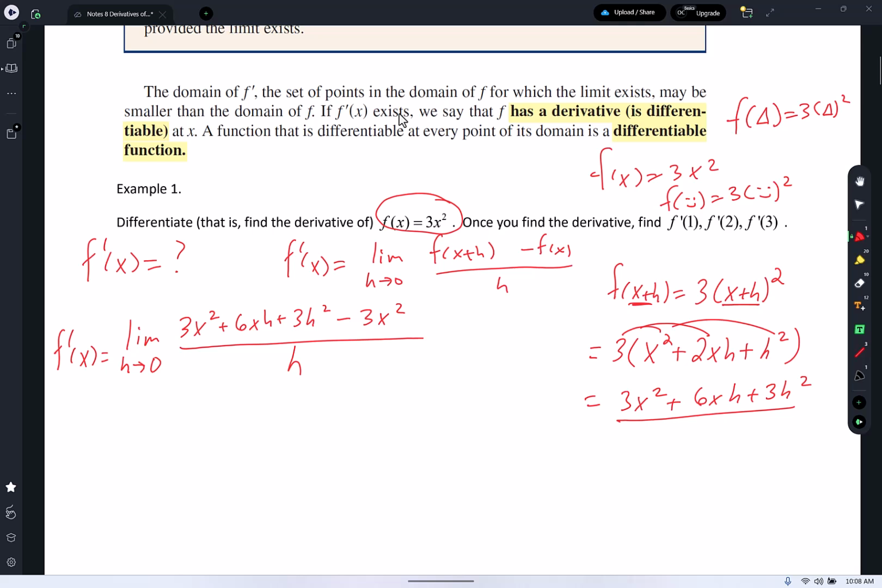From there, what cancels out first? The 3x squares. Once those zero out, notice that every term has an h in it. So I'm going to go f prime x equals limit as h approaches 0. Here's that h factored out. h times 6x plus 3h, close, all over h. Bless you.